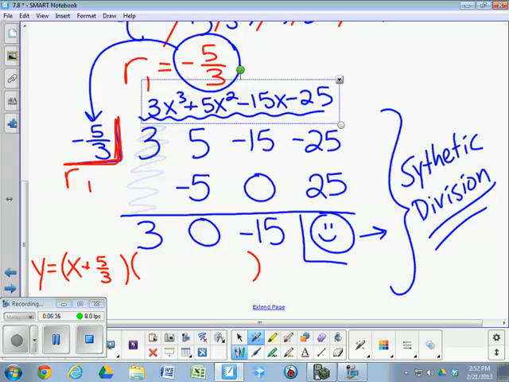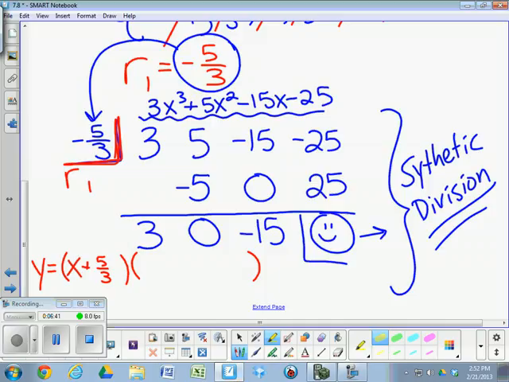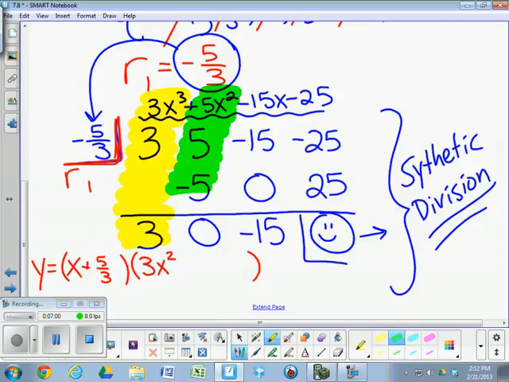All right? So this column, let me highlight them. This yellow column starts as x cubed, but finishes as 3x squared. I'll answer why in a moment. This green column began its life as the x squared column, but by the time you get done with the division process, it's the 0x column. It's now 0x.